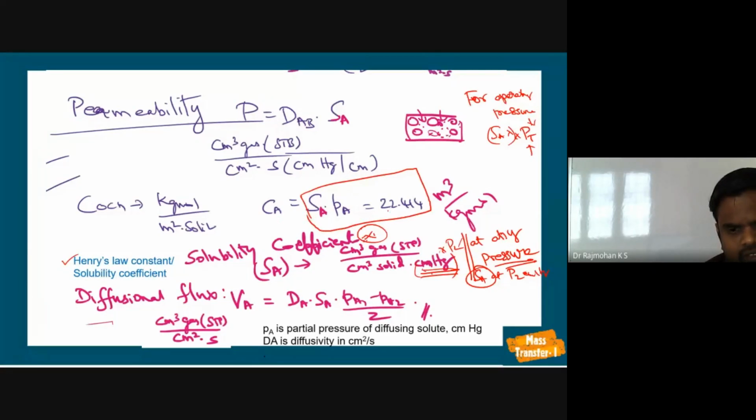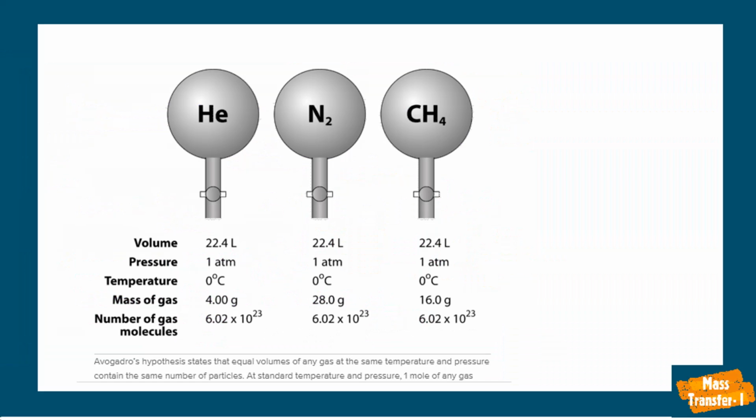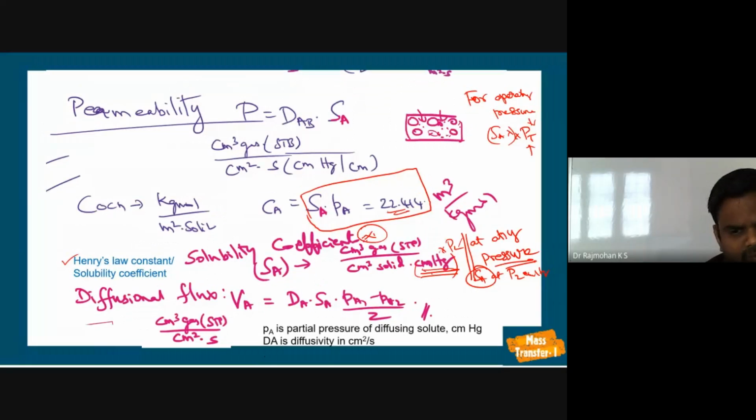So 22.414 is the volume that 1 kg mole of any gas will occupy. Recall what you have learnt in the process calculation course. What is Avogadro number? How much per gram mole will occupy 22.4 liters of volume, or you can say 1 kg mole of any gas molecules or species will occupy a volume of 22.4 meter cube. Okay, so using this relationship we can always get the CA value.